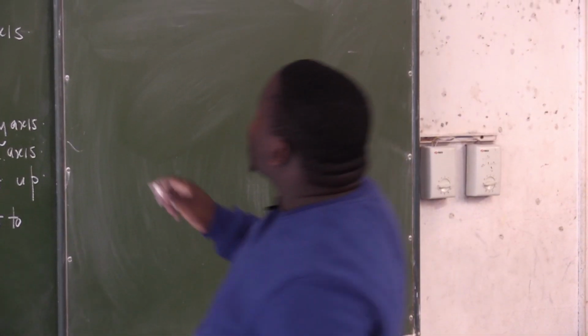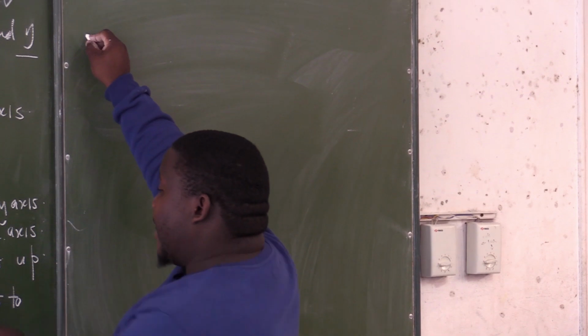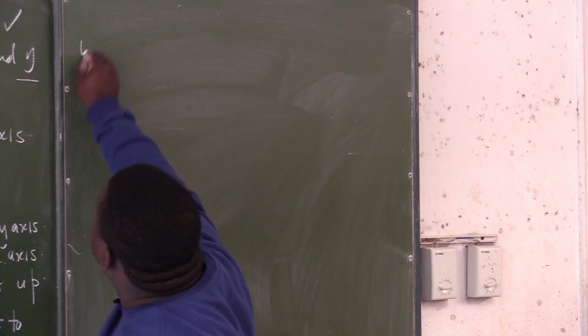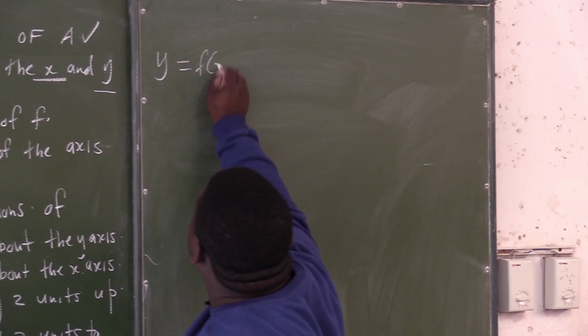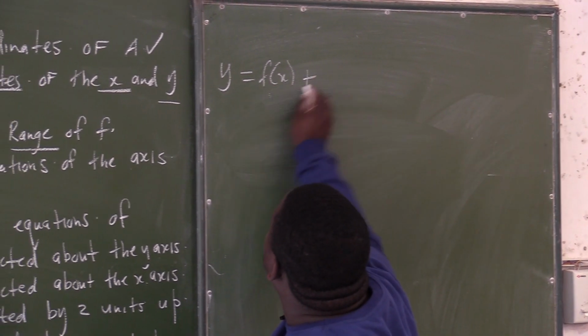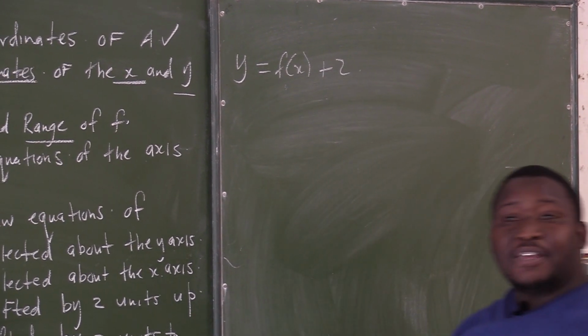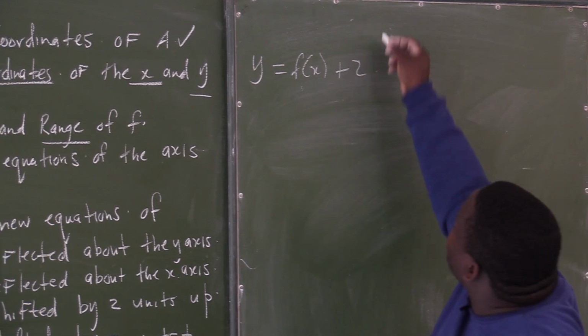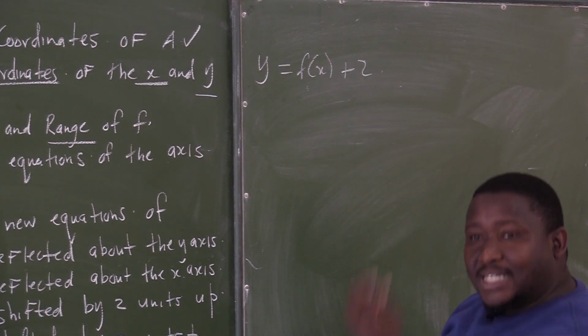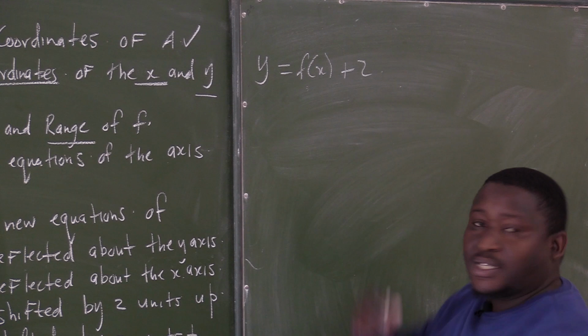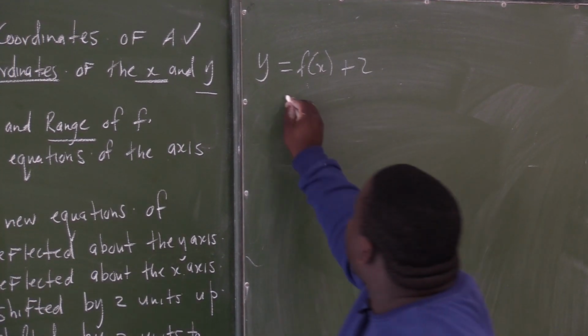Let's see. If I'm shifting the graph of f by 2 units up, I will have a graph which says y equals f of x. I'm shifting y, remember, 2 units up. But if it was 2 units down, I would subtract a 2. A down, you subtract a 2; a up, you add that value. It means, what is the new equation?